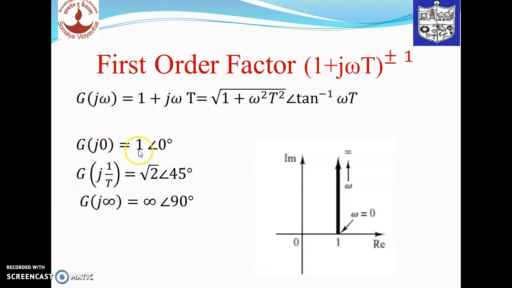So when omega equals 0, it is 1 angle 0. When omega equals infinity, it is infinity angle 90. So if I take 90 in this direction, it will be this. For clarity, I took a point in between, omega equal to 1 by t. The magnitude is root 2 and the angle is 45. So I'll draw a vector from here to here. This is my root 2 angle 45. That is how we can do this.